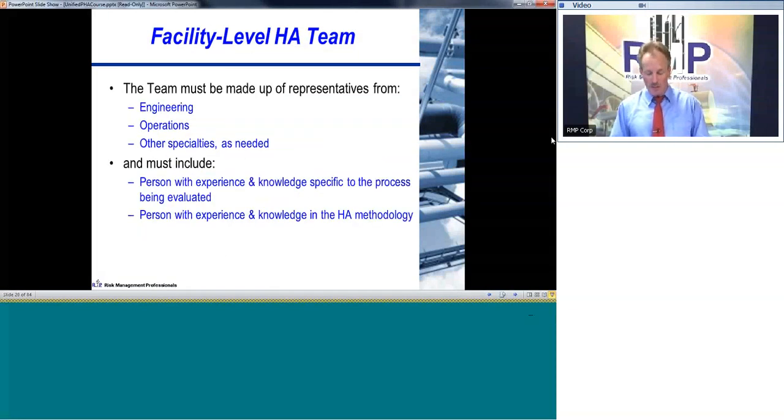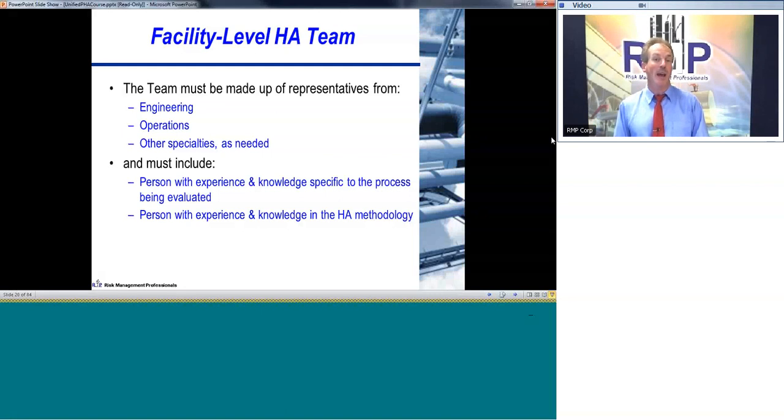To put together a good thorough hazards analysis, you need a good team that provides you with this tool for understanding the nature of hazards at a facility and making decisions on whether there are vulnerabilities and maybe even coming up with suggestions on how to address those vulnerabilities. The team, as identified in Recommended Practice 75 and endorsed by SEMS, must be made up of representatives from engineering, operations, and other specialties as needed. And it also must include a person with knowledge and experience specific to the process and also knowledge and experience in the hazards analysis methodology.